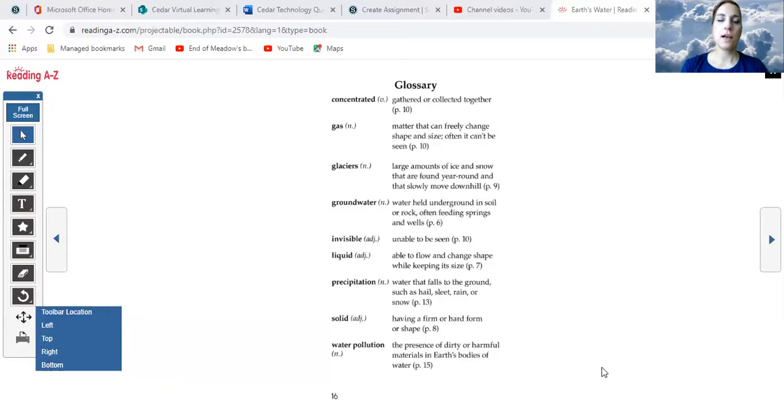So I'm going to share my screen with you, and you can see the story the same time I can. Now, the first thing I'm going to show you is the glossary, because there are some words to talk about, words to know, and these are the words to know.